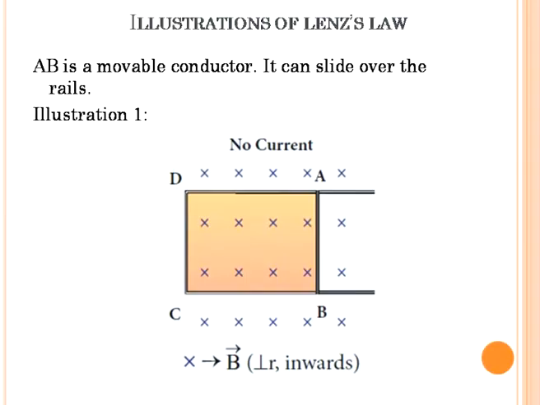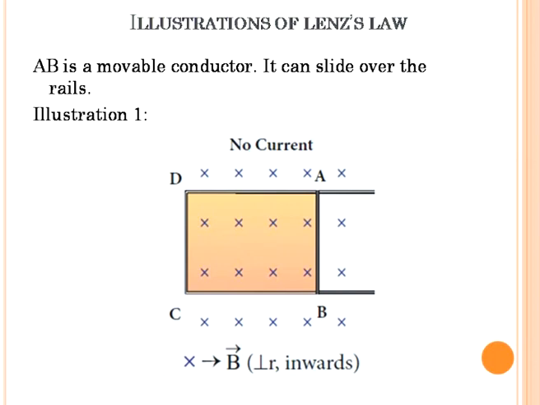Let us understand Lenz's law by some illustrations. Before that, have a look at this diagram. There are some conductors AB, BC, CD and DA, but actually AD, DC and CB are fixed firmly, and AB is a movable conductor. It can slide over, right?